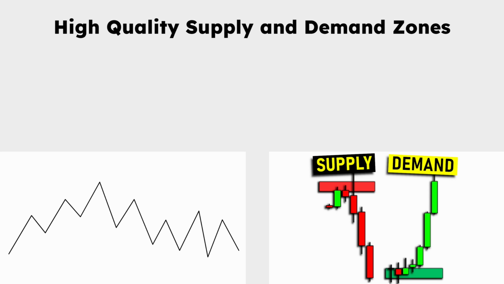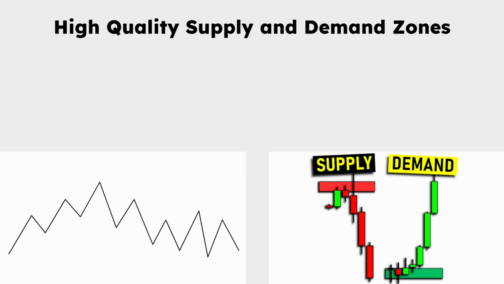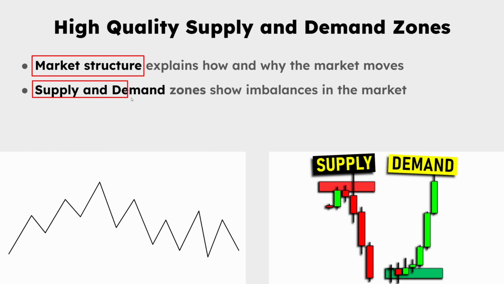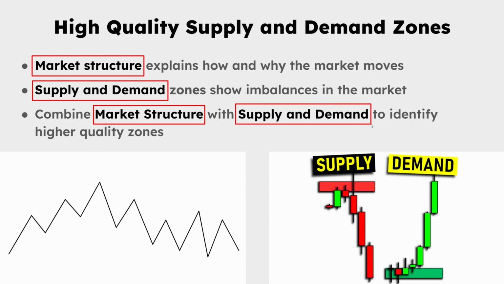Alright, so now when we know about supply and demand, it's time to take a look at how we can find the best supply and demand zones. To do this, we're actually going to combine two concepts. We are going to combine what we learned earlier in the video about market structure with supply and demand. So to repeat, market structure explains how and why the market moves, while supply and demand zones show imbalances in the market. So what we want to do here is combine market structure with supply and demand to identify higher quality zones.